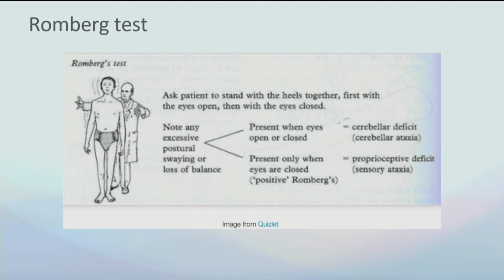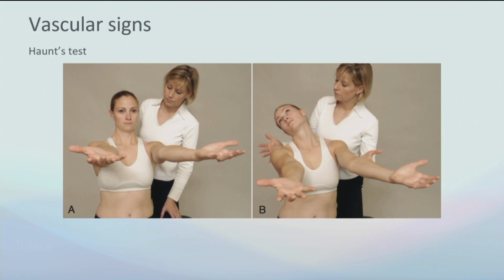Then Romberg's sign. Many times we get confused. Romberg's is basically for sensory ataxia. It is not for cerebellar ataxia. Then this is a vascular sign for vertebrobasilar insufficiency, also called Hautant's test.